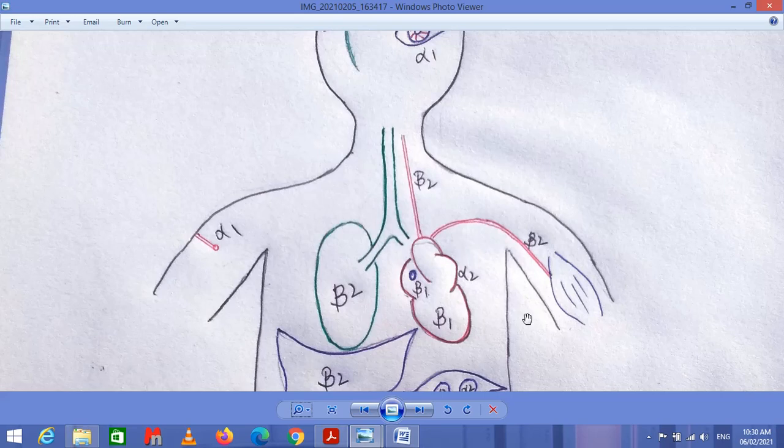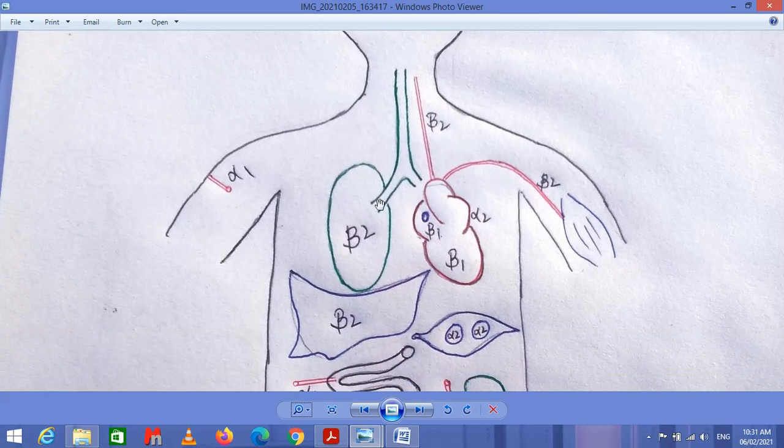Why are the beta 2 receptors present over here? Because during this stress situation, these arteries get relaxed, and during relaxation of these arteries, more and more blood is supplied to the skeletal muscle. And when the skeletal muscles are supplied with more and more blood, what happens to the body? We get more and more energy, and we can fight this triple F condition due to stimulation of the sympathetic nervous system.